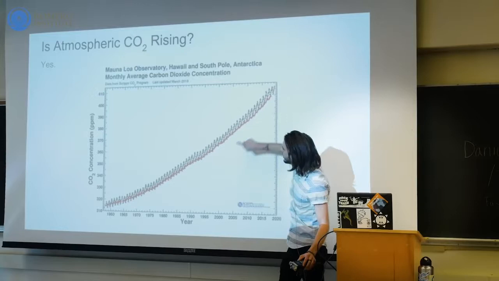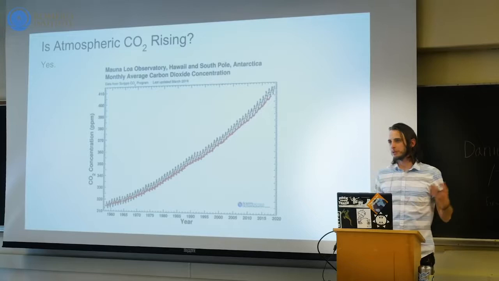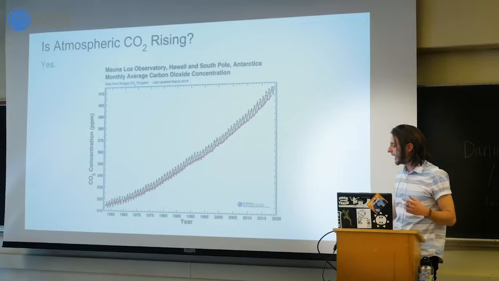It means that there's more carbon dioxide in the northern hemisphere than there is in the southern hemisphere. And why is that? Because most of the land mass on Earth is in the northern hemisphere. Most of the people on Earth are in the northern hemisphere. Most of the plants on Earth are in the northern hemisphere. And that's one of the other interesting things that you can see here.